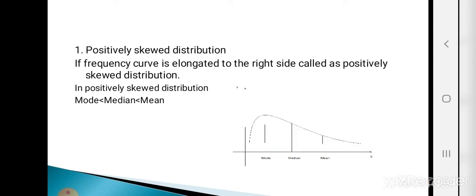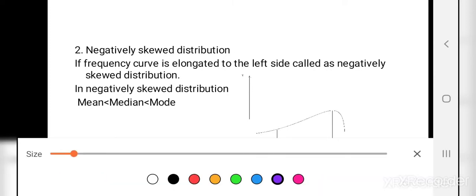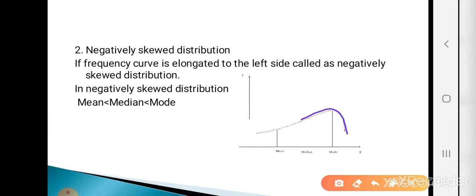Next, negatively skewed distribution. If the frequency curve is elongated to the left side, it is called the negatively skewed distribution. Then what is the relationship between mean, median and mode in a negatively skewed distribution? What is the median? Median is the middlemost observation. So median is here. Now, what is the mode? Mode is nothing but the observation or observations having the maximum frequency. So here is the maximum frequency. So mode is here.